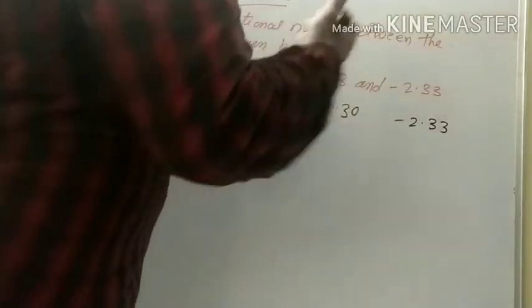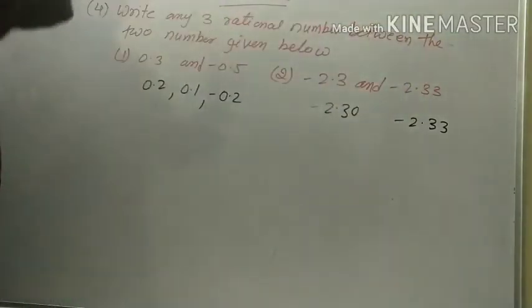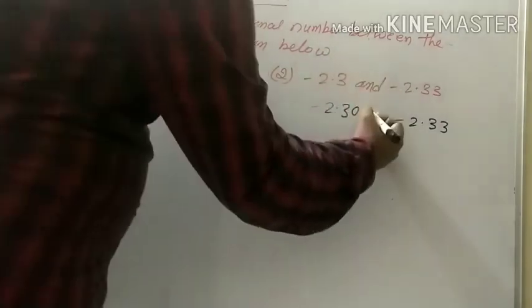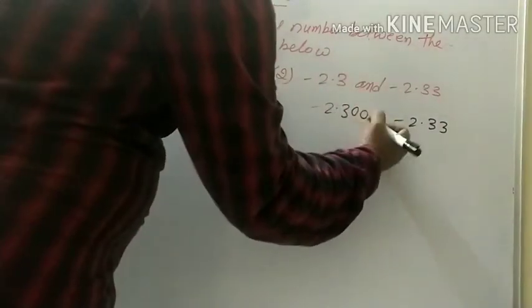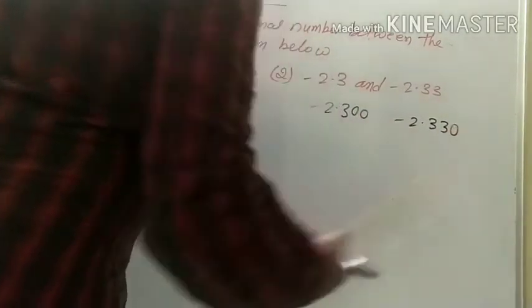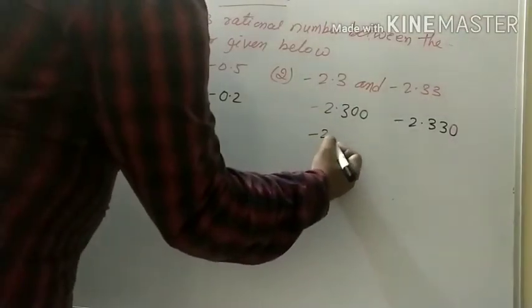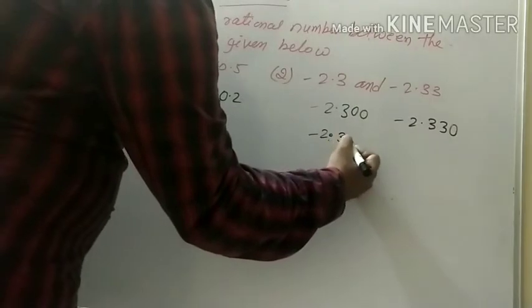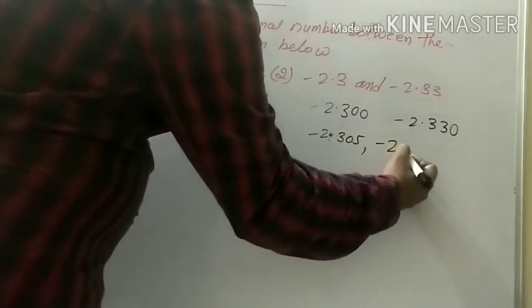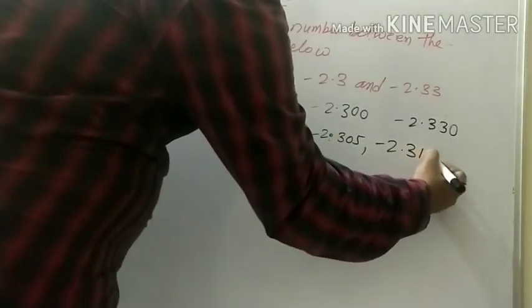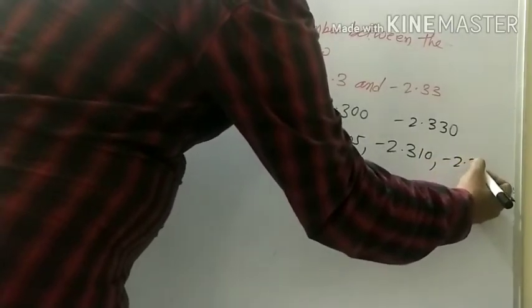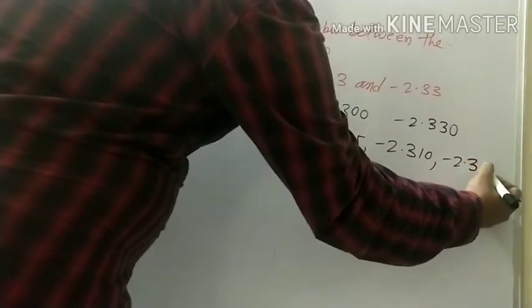there are only two numbers, that is 31 and 32. So we want how many numbers? We want three numbers. So we put one more 0. This is 300 and this is 330. There are a lot of numbers in between that. We will take minus 2.305, minus 2.310, minus 2.328.